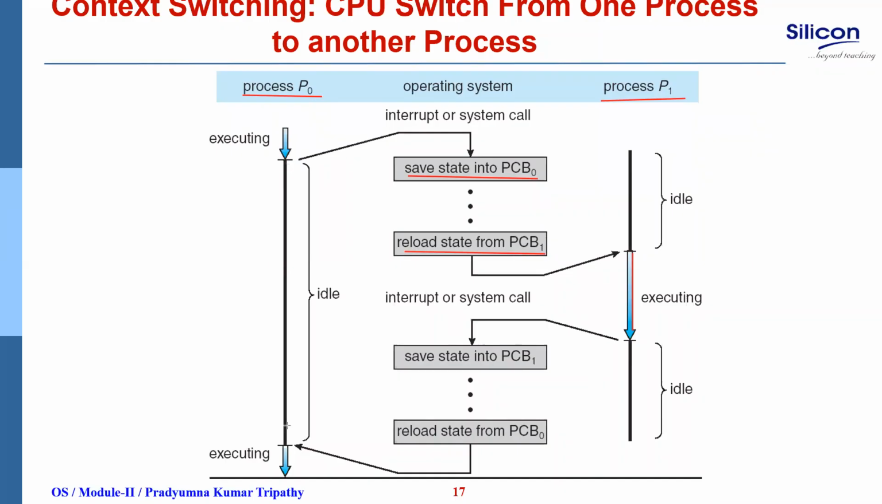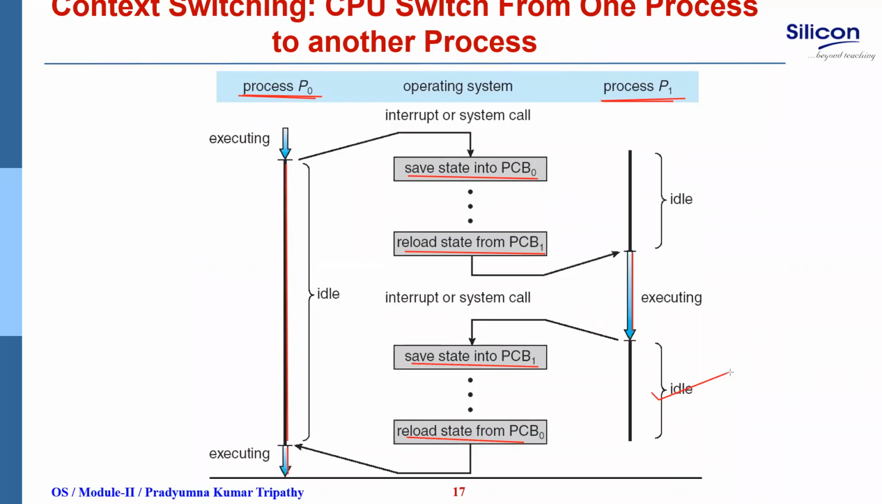The P0 is idle over here. Now an IO occurs and P0 makes a request. After P1 it has to come to P0. So which state has to be saved? From P1 it will go to P0, so P1 needs to be saved and P0 needs to be reloaded. That is done over here. PCB1 is saved and PCB0 is reloaded. Now this is in the execution stage, but now this goes to idle.